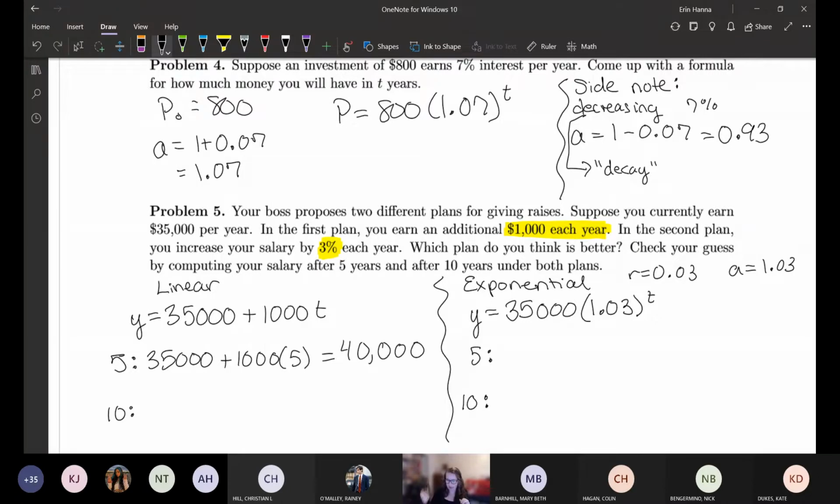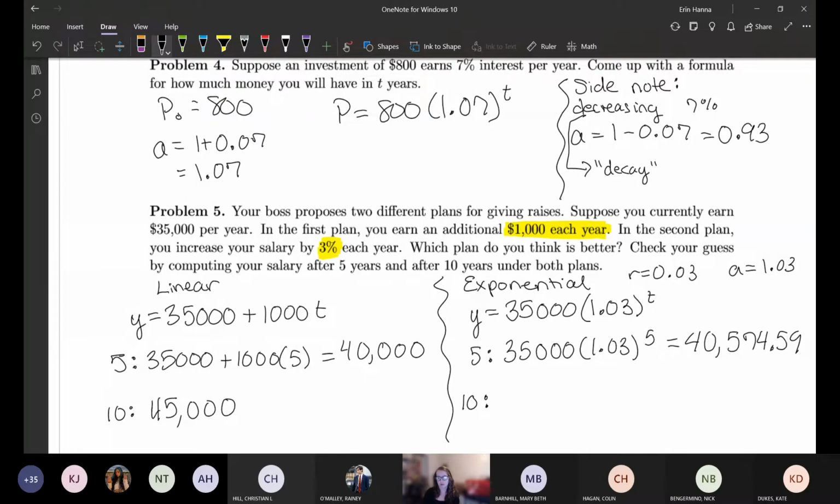If we plug the 10 into the linear, we're going to get 45,000. I'm not going to write out the full format for that unless someone really wants to see it. And with the exponential, we're going to do the same thing. Plug in 5 and then plug in 10. If we plug in 5 to the exponential function, we're going to get 40,574.59. And if we plug in 10, we're going to get 47,037 and 7 cents.